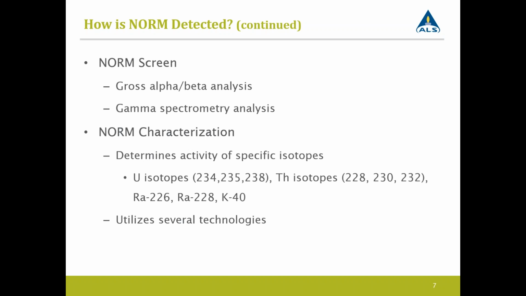However, some people need a full characterization of norm, or based on the norm screen results, they will do a further in-depth study of specific isotopes, which is going to include your uranium and thorium isotopes, radium-226, radium-228, potassium-40, or lead-210. And a full characterization uses all or most of those methods or technologies that I showed on the previous slide. So that can be very involved, longer turnaround times, and a bit more expense for the client to do a full norm characterization.